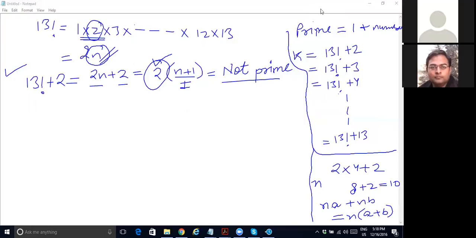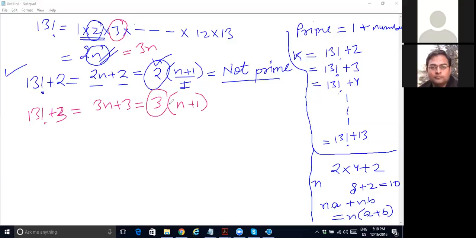Now, 13 factorial plus 3. If 3 is a factor of 13 factorial, then I can write 13 factorial as 3n. So 13 factorial plus 3 will become 3n plus 3. I can take a 3 common now. Again, since it is a multiple of 3, it cannot be prime.